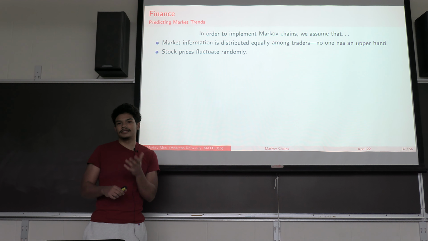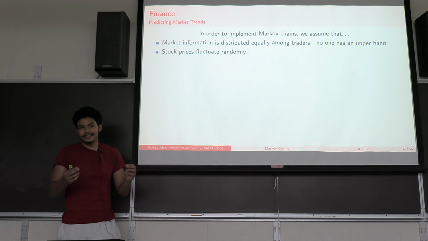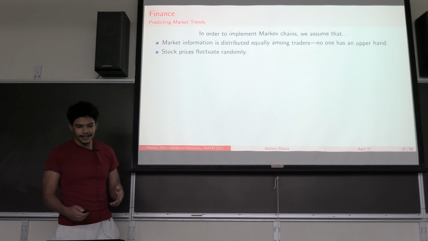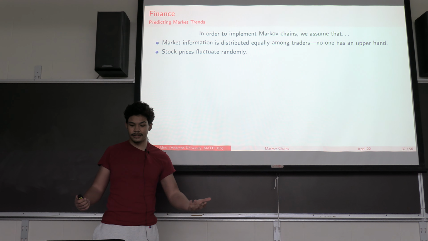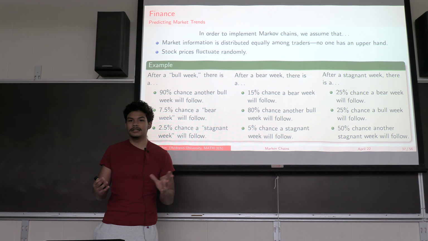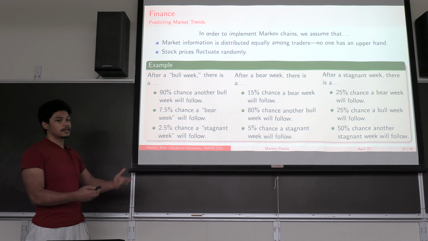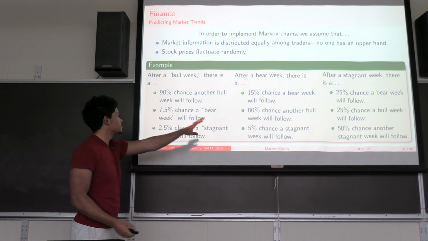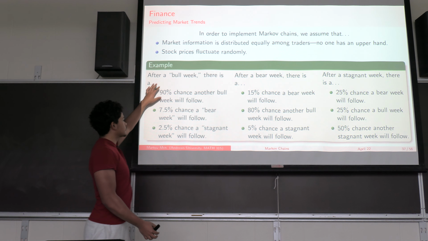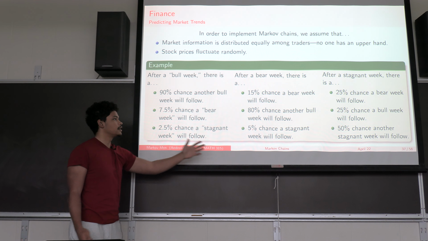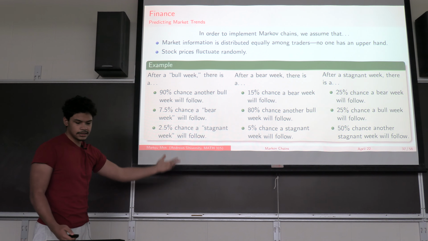So to implement a nice example with Markov chains and something not as complex, let's just assume that market information is distributed equally, so no one has an upper hand, and stock prices fluctuate completely randomly. Let's start with an example. Let's suppose these probabilities just so we can see how Markov chains can apply to such a situation. So we have these probabilities for bull weeks, bear weeks, and stagnant weeks. For example, there's a 7.5% chance after a bull week that a bear week will follow, and so on, right? As we have all of these probabilities here.